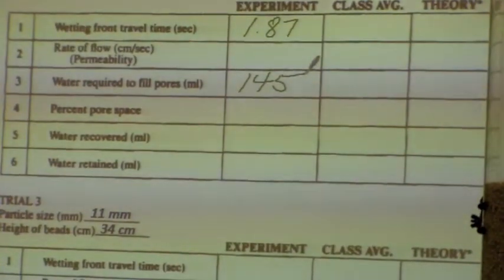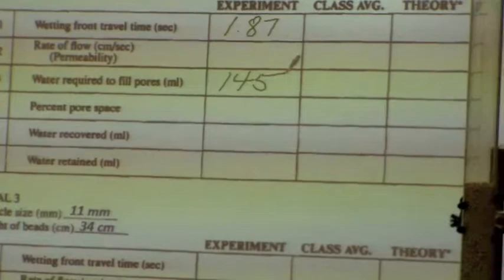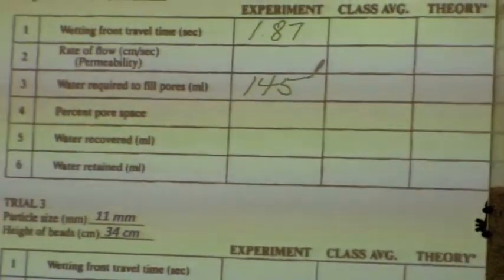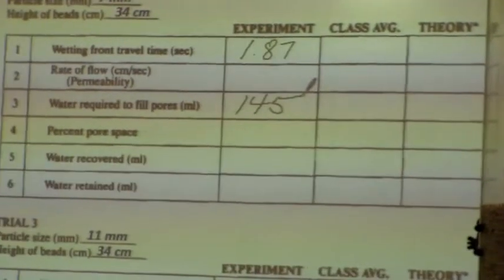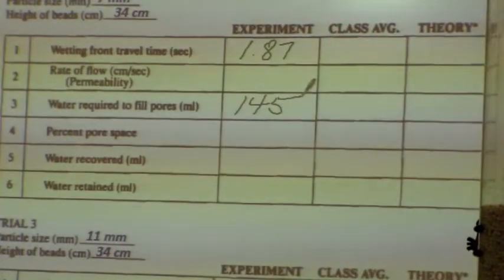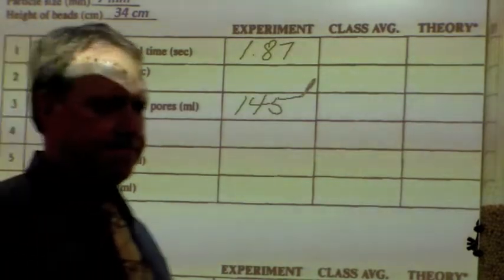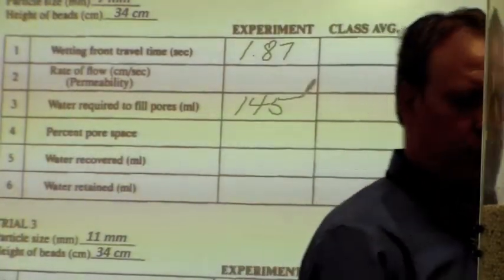Okay, now the percent pore space is going to be how much is released from here. I'm sorry, not the percent pore space, the water recovered. Water recovered, I should say, we should probably have a graduated cylinder for that. Absolutely. So, do we still need this one? We will use this one.